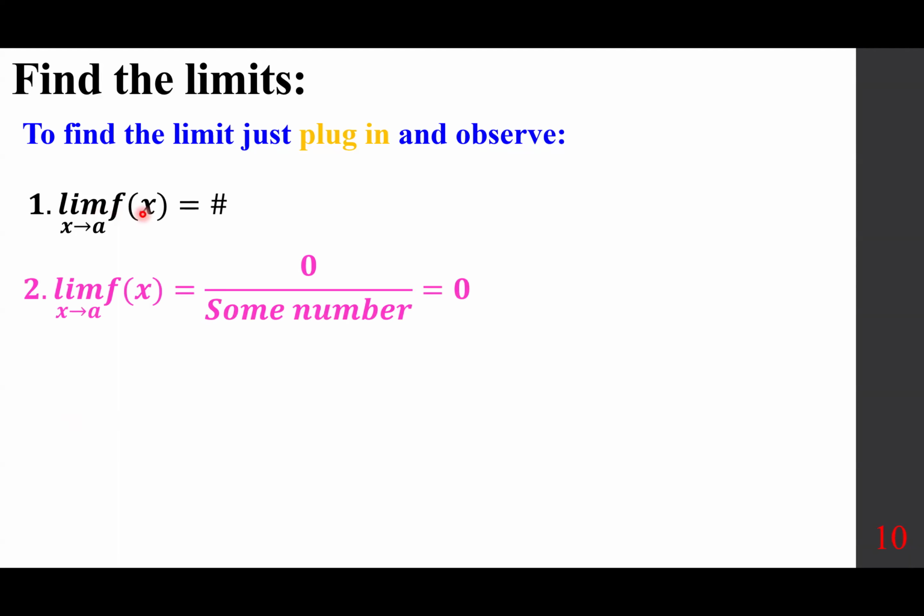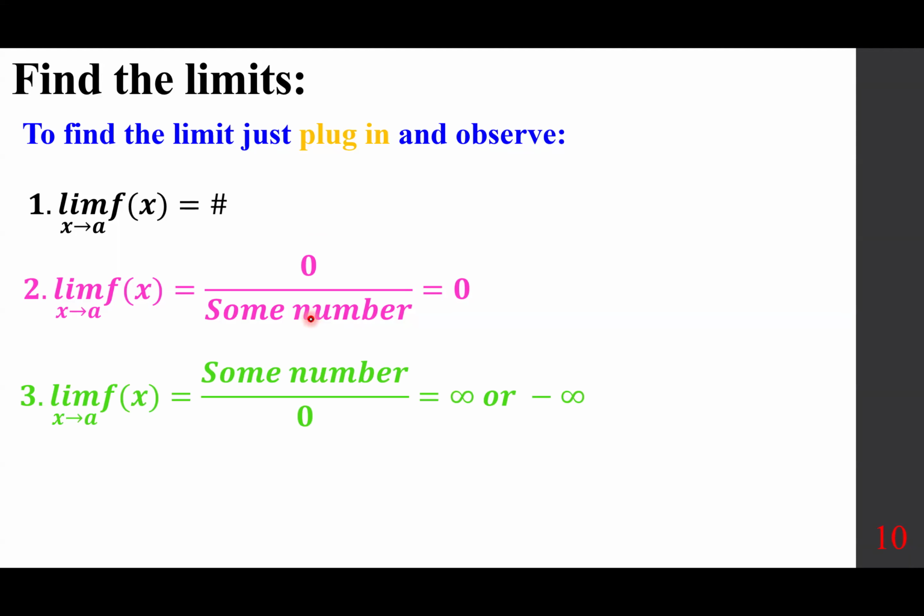So the limit of f of x as x approaches a is a number, or the limit of f of x as x approaches a becomes 0 over some number. It's important to know 0 over some number means 0 over a number other than 0. That is 0, and you're done. If it's some number over 0, any number over 0, in the past we said it's undefined, but it really approaches infinity or negative infinity, and we will figure out later on how to find that easily.